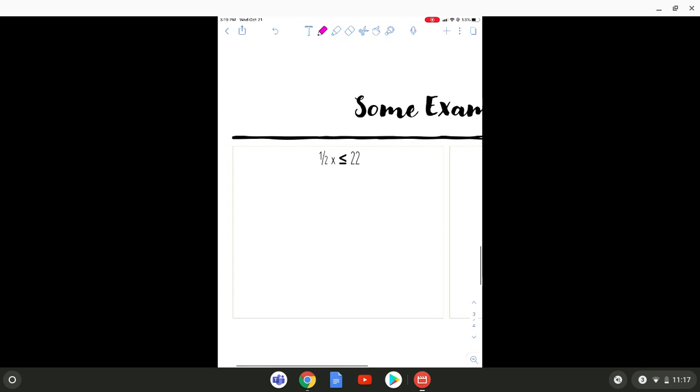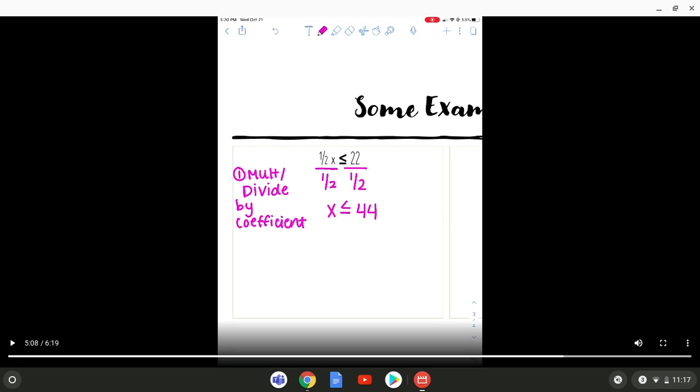So now I have 1/2 x is less than or equal to 22. So I'm going to multiply or divide because I have a coefficient. And remember, that's always going to be our first step, is to multiply or divide. So here, since I'm multiplying by 1/2, I'm going to divide both sides by 1/2, which is a positive number. So I'm going to get x is less than or equal to 44. So my sign did not flip because my 1/2 was positive, okay?